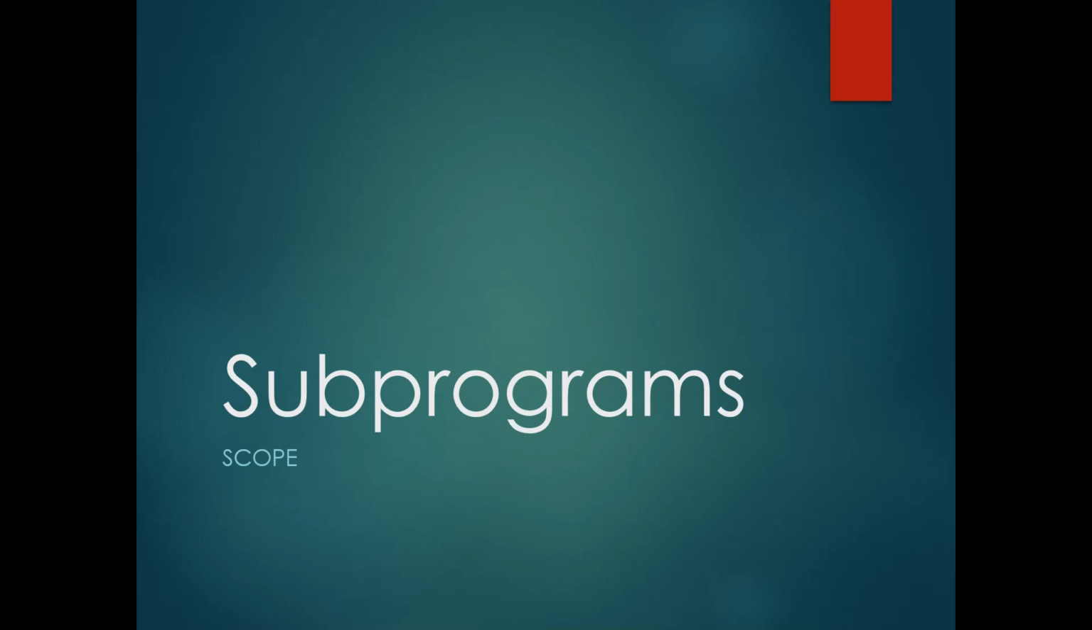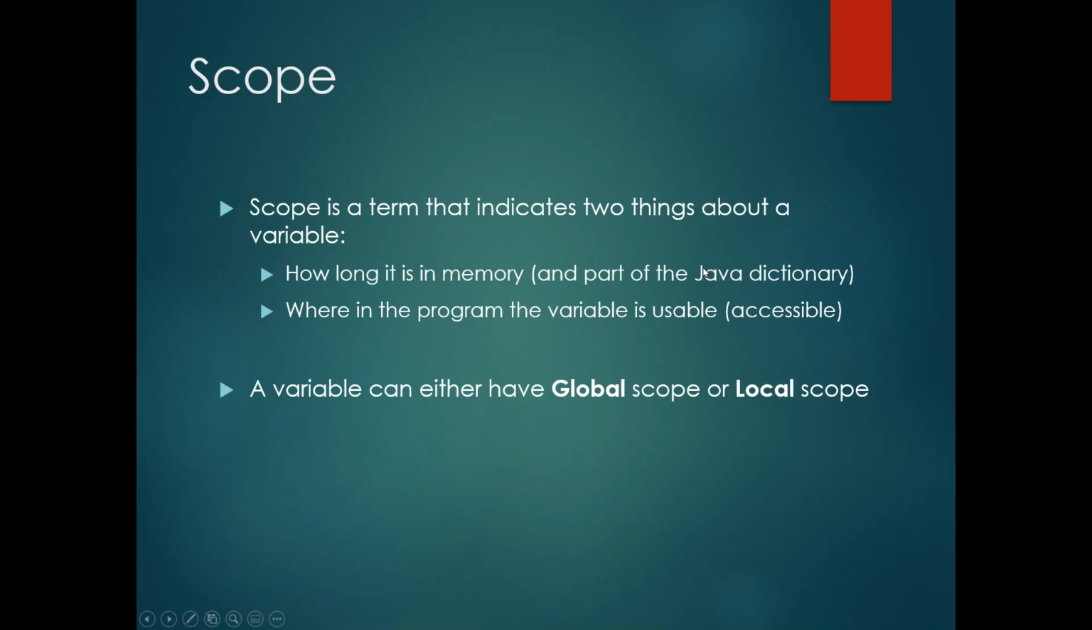We first discussed this and first saw this when we started talking about variables and where we can and cannot define them. We talked about the difference between a local variable and a global variable. What I mean by the term scope is basically where is that variable accessible and how long is it in memory. Those are the two main components. So how long is it in memory, and where in the program the variable is usable. Now we mentioned that you can create a variable either globally or locally.